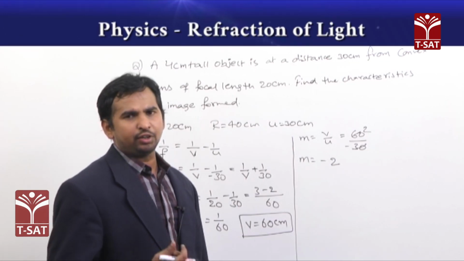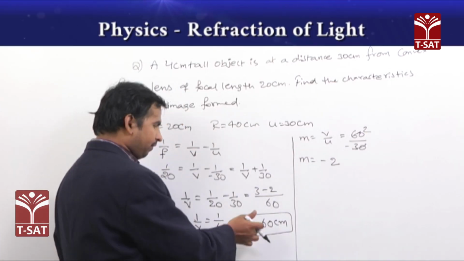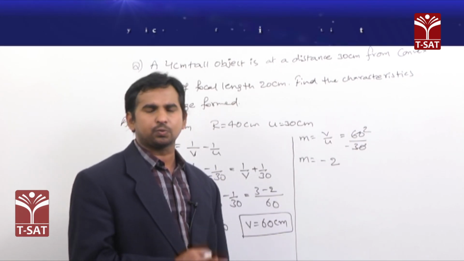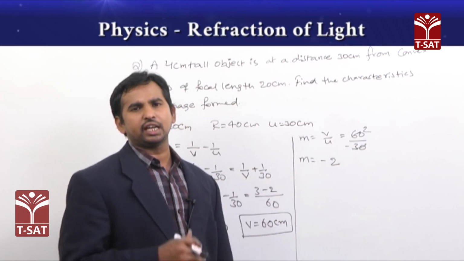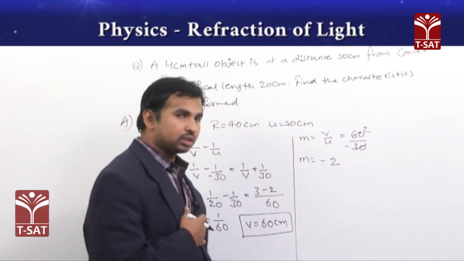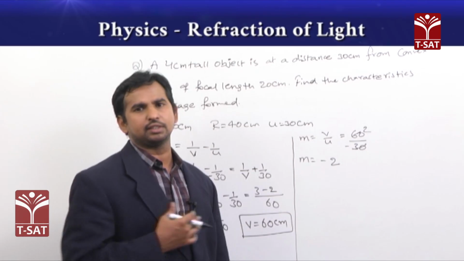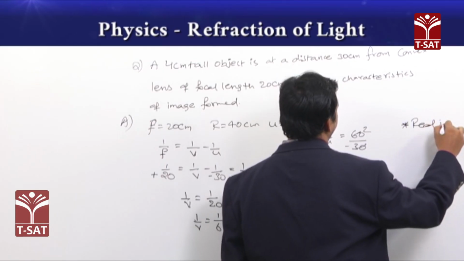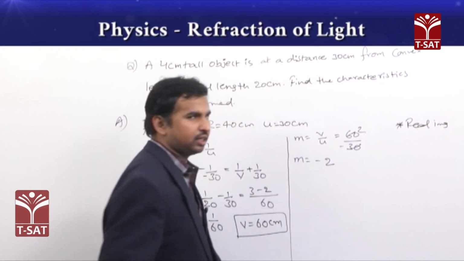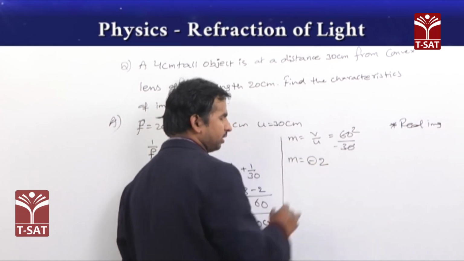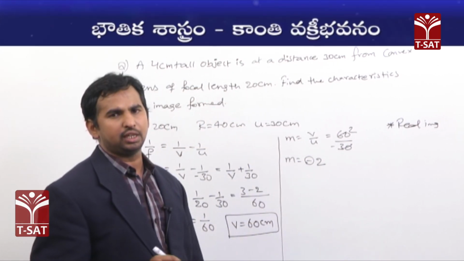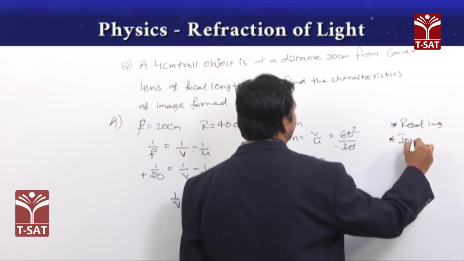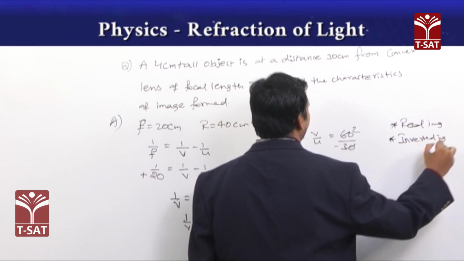So finally we got two important characteristics. The image distance is plus 60, positive, which means the image is formed after the lens, in the direction of the incident light rays, and it is a real image. And from the magnification we get a negative value, which represents that the image formed is below the principal axis, so it is an inverted image.